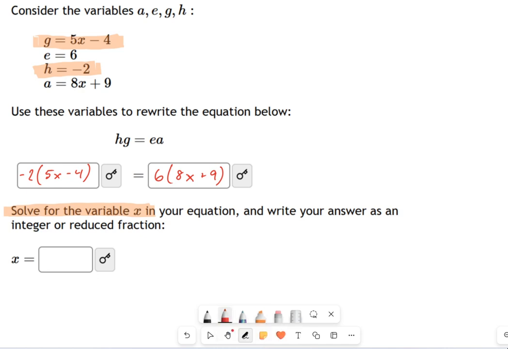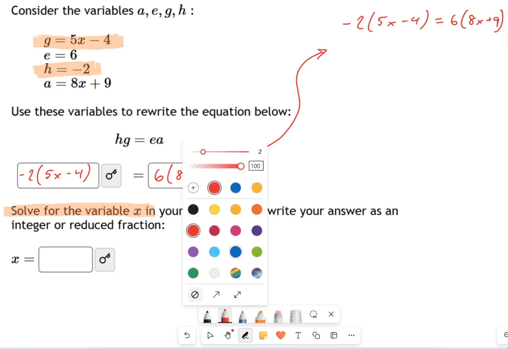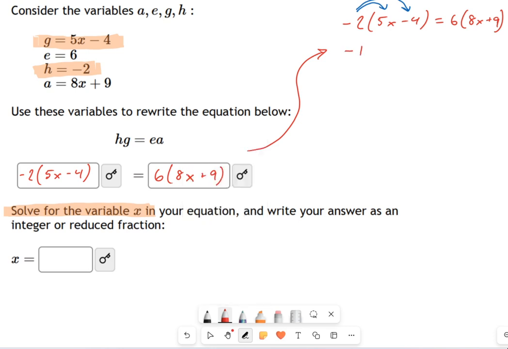So to do this, I need a little more room here. Let's bring this over here. I'm going to say negative 2 times 5x minus 4 equals 6 times 8x plus 9. Okay, and now we just simplify by distributing the multiplication across those parentheses. If you remember how that's done, we take the 2 and we multiply it by each of these things in the parentheses, because this is called distributing multiplication over addition, or subtraction in this case.